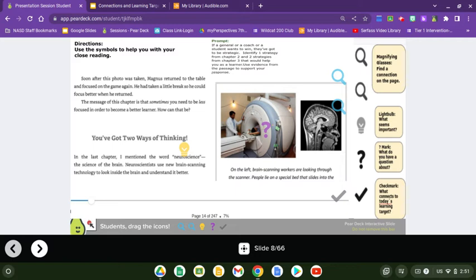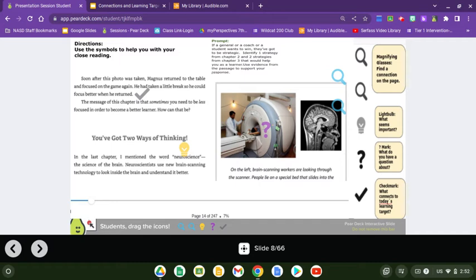Soon after this photo was taken, Magnus returned to the table and focused on the game again. He had taken a little break so he could focus better when he returned. The message of this chapter is that sometimes you need to be less focused in order to become a better learner. The message of this chapter tells us exactly what they are asking here: identify a strategy from chapter 2 and 2 strategies from chapter 3 that help you as a learner. Well, here's one. Sometimes you have to be purposeful about when you are not paying attention. So you've got two ways of thinking.